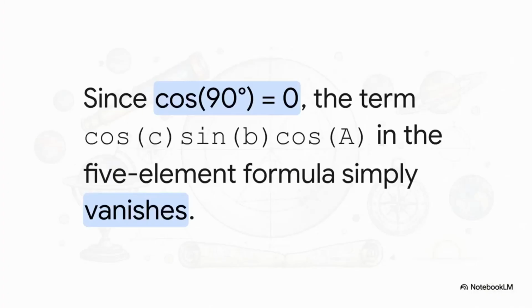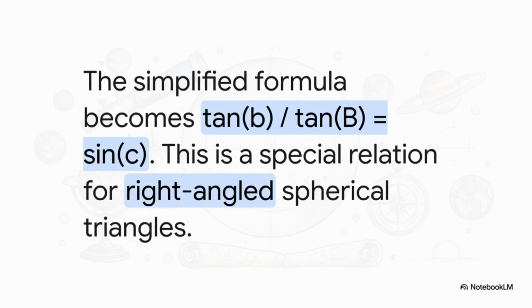Let's look at the five-element formula again. You see that final term? It contains the cosine of A. So if angle A is 90 degrees, cosine of A is 0. And that entire term just vanishes. It's gone. And it leaves us with a much more compact, much cleaner expression. After simplifying, we get this really neat special case relation.